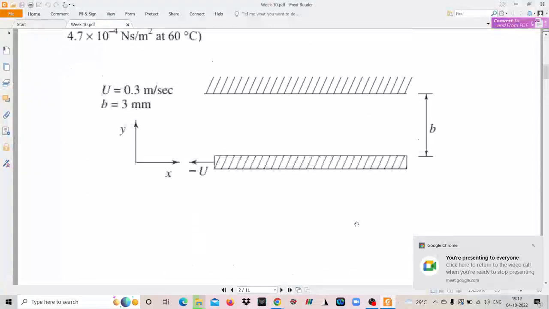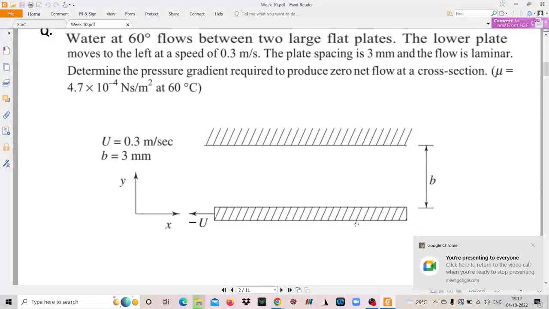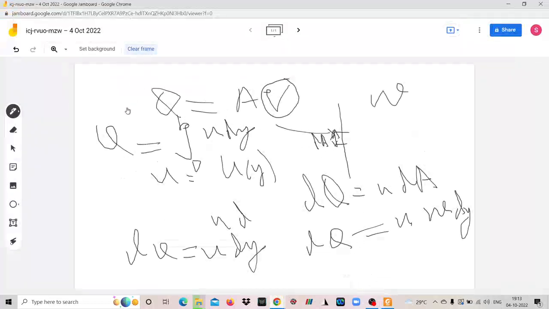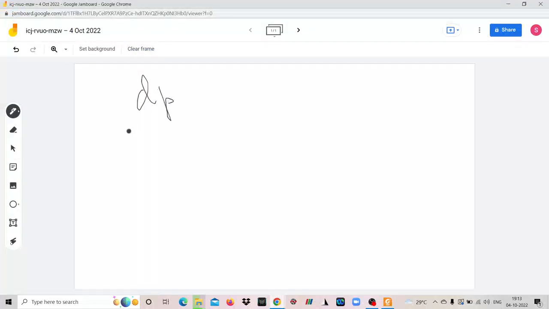Okay, let us summarize this problem once more. What is asked in the problem? You need to determine the pressure gradient dp by dx, the pressure gradient for which the value of q is equal to 0.